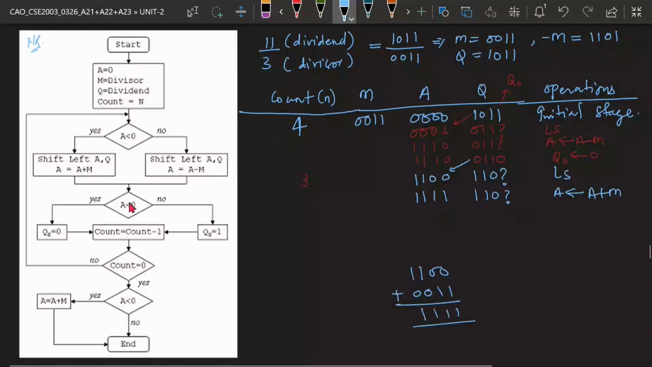Now we should be checking again the A value. If again the A value is a negative number, so it is less than 0, we should be moving this way. So Q naught will be equal to 0. The A value will be the same, and we need to set Q naught to 0. And then we should be reducing the count value, so the count will be 3 minus 1, that is 2.